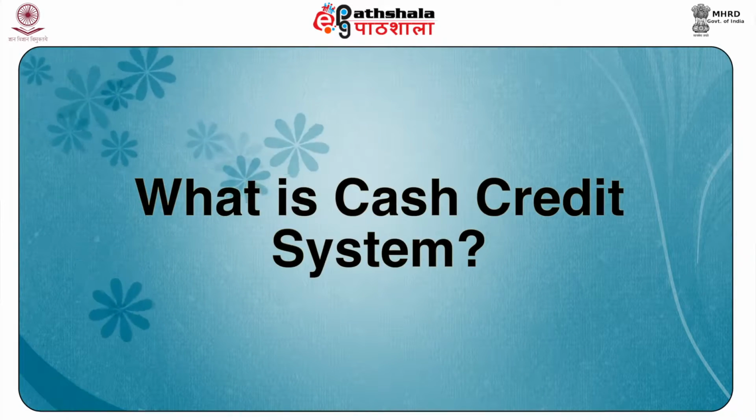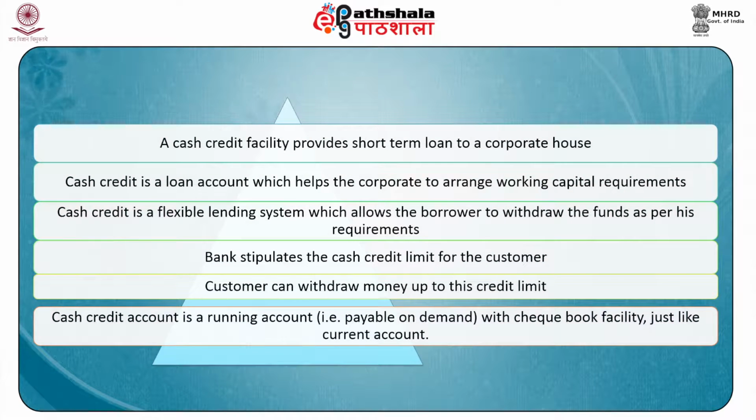What is cash credit system? A cash credit facility provides short-term loan to a corporate house. Cash credit is a loan account which helps the corporate to arrange working capital requirements. Cash credit is a flexible lending system which allows the borrower to withdraw the funds as per his requirement. Bank stipulates the cash credit limit for the customer. The customer can withdraw money up to this credit limit. Cash credit account is a running account that is payable on demand with checkbook facility just like current account.